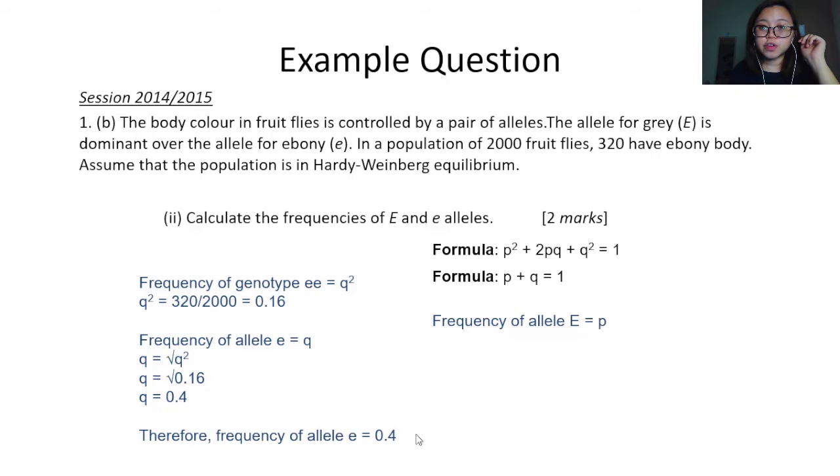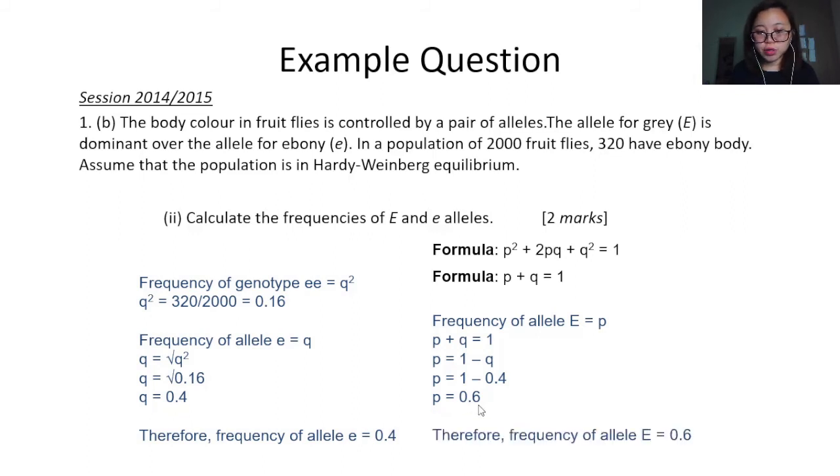Next, we will calculate the frequency of dominant allele big E. Frequency of dominant allele big E equals to P. So to find P, we can simply use this formula P plus Q equals 1. P plus Q equals 1, P equals to 1 minus Q, P equals to 1 minus 0.4, therefore P equals to 0.6. Therefore, frequency of dominant allele big E equals to 0.6. Bila pemeriksa tanda, dia akan tanda di sini ataupun di sini satu markah, di sini ataupun di sini satu markah.